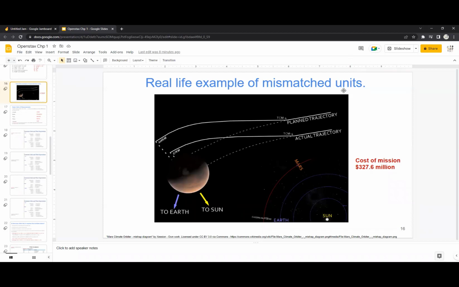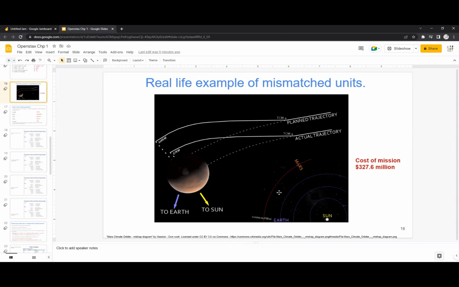What ended up happening is that the orbiter was supposed to follow this trajectory. It was supposed to go 226 kilometers from the surface of Mars. At this distance, it would gently go down and join with the other part. Instead, it went 57 kilometers from the surface, which is too close to the surface. It crashed into Mars, and because of that, part of the mission could not be completed.